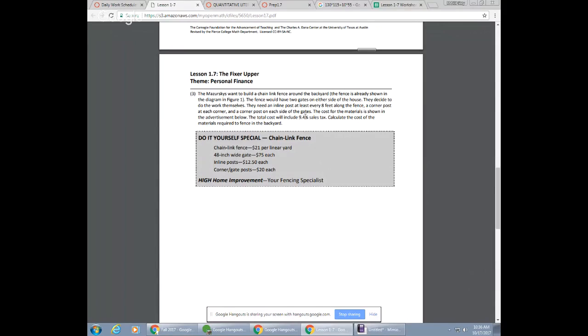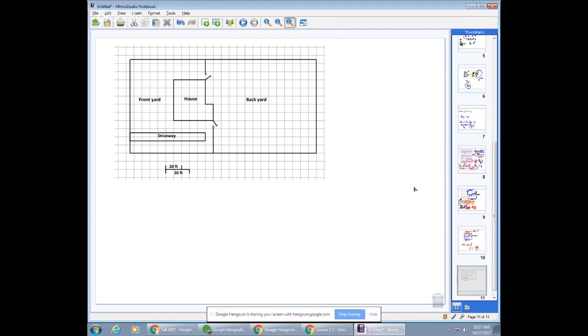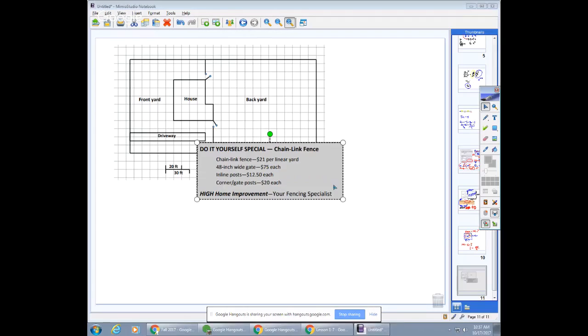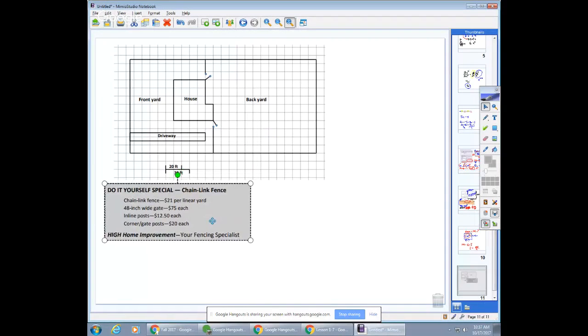So some things that we're gonna have to include eventually. We're building a chain link fence around the backyard. The fence is going to have 2 gates on either side of the house. They're going to do the work themselves. They just need to buy all the equipment and or supplies, and there's going to be a 9.4% sales tax. We'll have to calculate that in at some point. So these are the prices that we need right there for the calculation. So screenshot that. All right, so we need to know this right here.